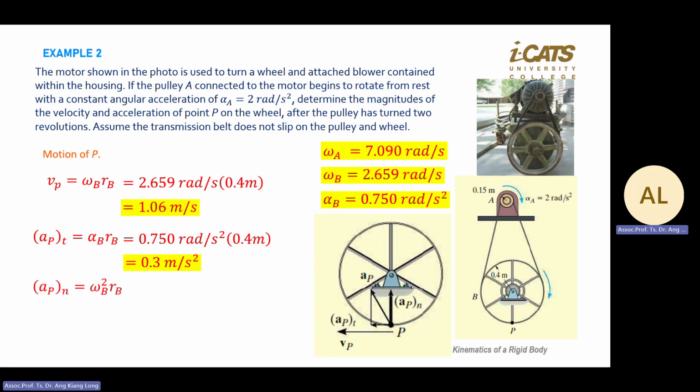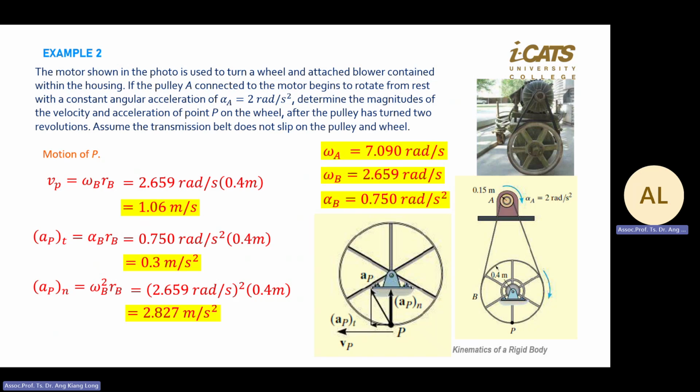Same for the normal direction: equal to v squared over rho, or you can straight away memorize AN equal to omega square R. Omega square, refer back to omega B, 2.659. R refers to the diagram. And remember, this is square, so press your calculator properly here. Some of you will miss out the square there. Okay, the answer is 2.8 something. The unit is meter over second square.